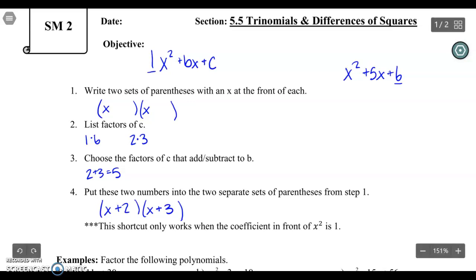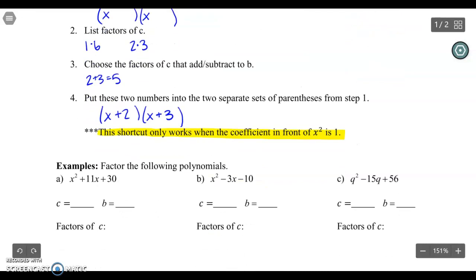Now this shortcut is pretty awesome. You have to be careful though. It only works when the coefficient in front of x squared is equal to 1. So don't overuse this shortcut, but use it whenever you can. Okay. Let's look at a few more examples.